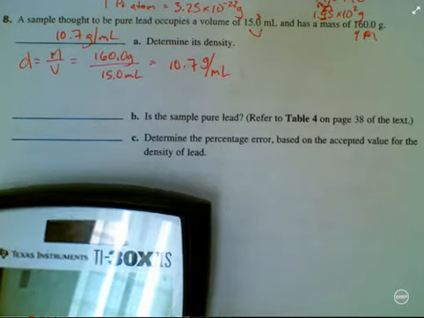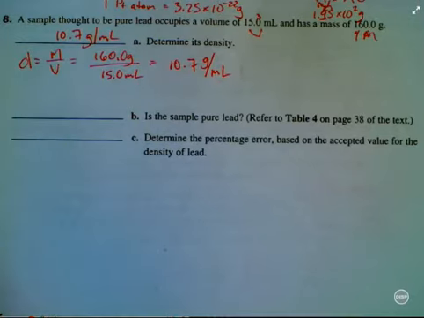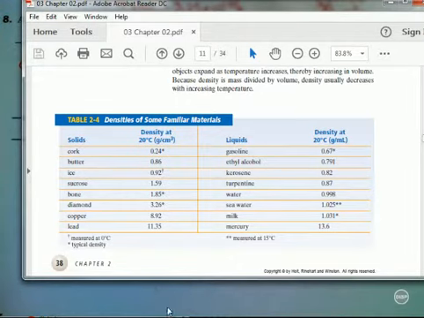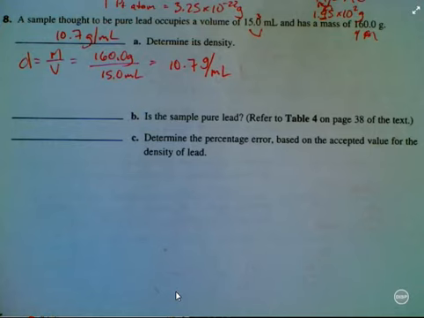Is the sample pure lead? Refer to table 4. So let's take a look at table 4. Let's find lead. The density of lead, okay, at standard conditions is 11.37. 11.37 is the density of lead. Is that the density of the substance that we just looked at? No, this is less than the density of lead.